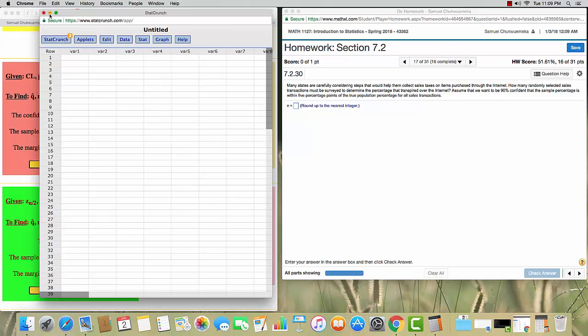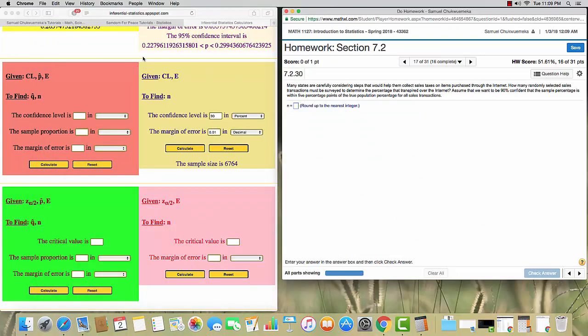So I'm going to do this with my calculator. The confidence level is 90%. Margin of error is 5%. So I'm going to put 5 here. And please, this is not decimal. This is percent, 5%. Calculate. So the sample size is 271.